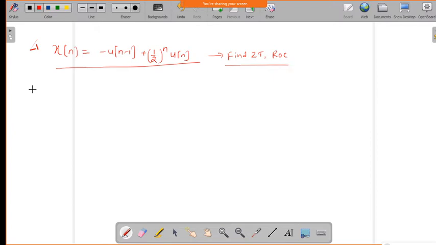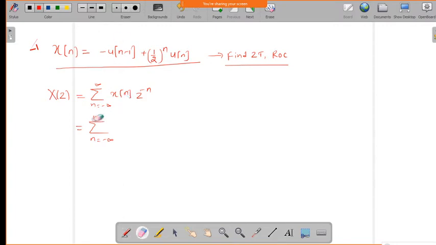Take the equation for the Z transform, X of z, which is equal to summation n equal to minus infinity to plus infinity x of n into z power minus n. So now x of n is given, so you can take that x of n and put it in with n from minus infinity to plus infinity. Now you can see here it is a left sided signal, so minus of u of n minus 1. So you can split the summation for this and this.